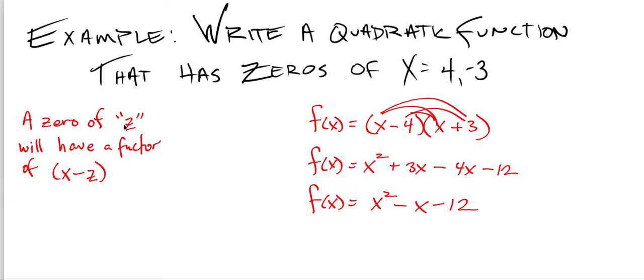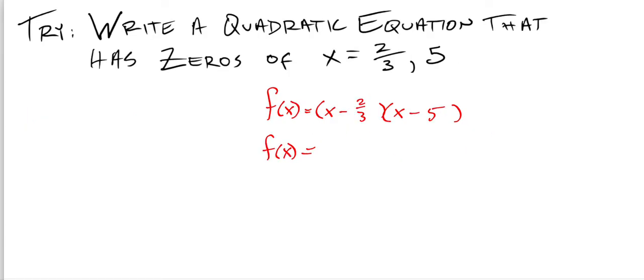So, if our 0 was z, a random number, the factor is going to be x minus whatever the number is. So when you have a negative number, like on our last example, we had a -3, that actually turns into a +3. It does seem weird to have it be the opposite like that, but it is.